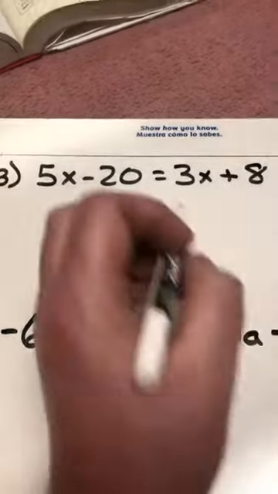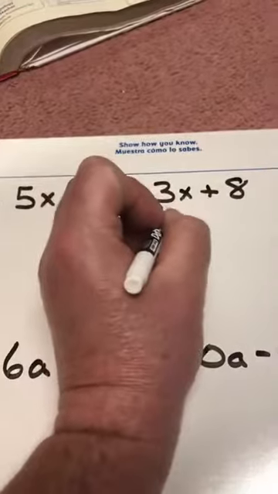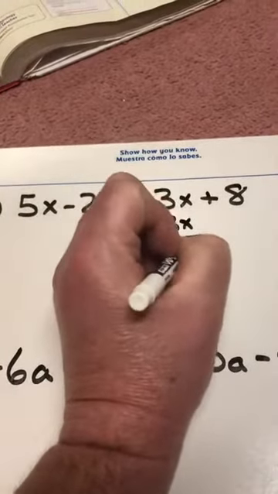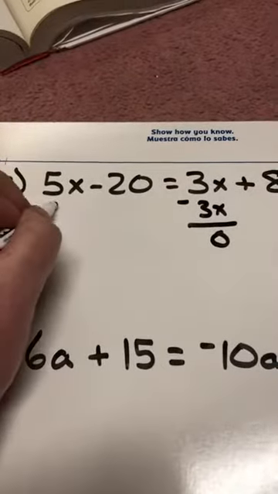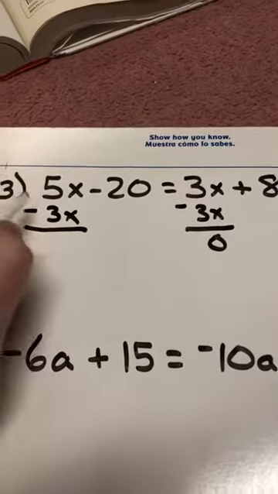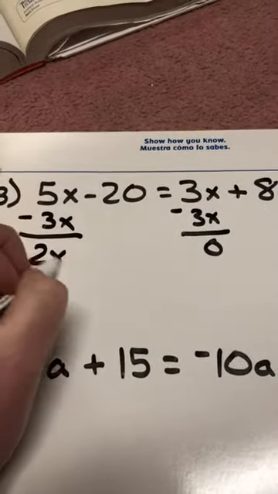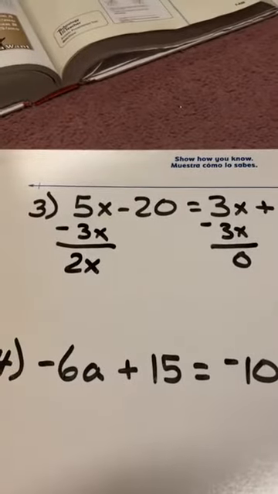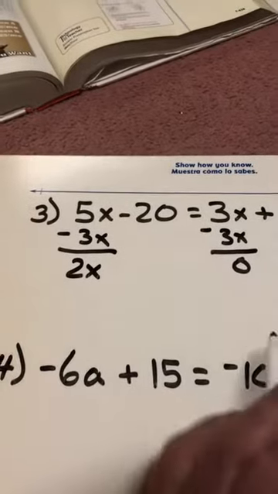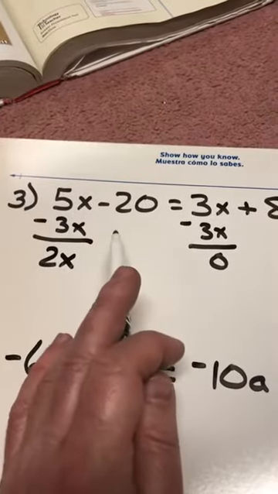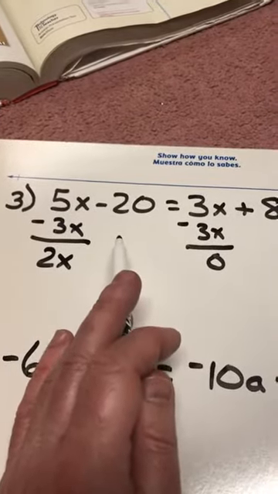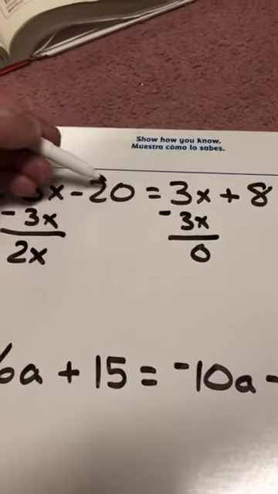So what I'm going to do is I'm going to come over here and subtract 3x from both sides. That's going to give me 0. I'm going to come over here and I'm going to subtract 3x. 5x minus 3x is 2x. I am subtracting 3x from both sides. Since I already have a 0 over here, I now need on this side of the equation to have a 0 over here. So this is a negative 20.